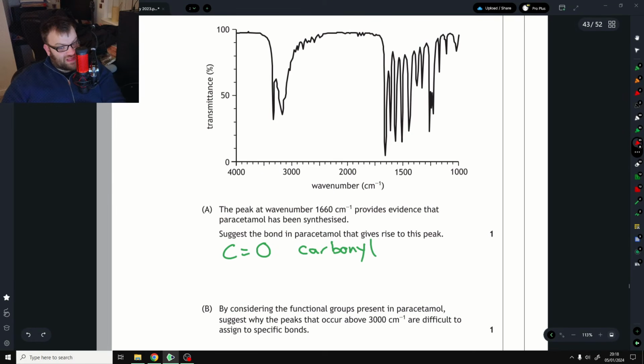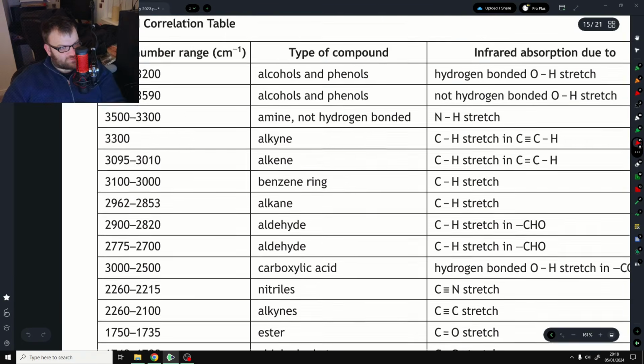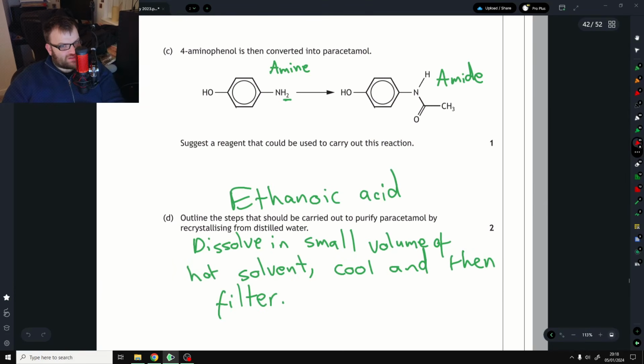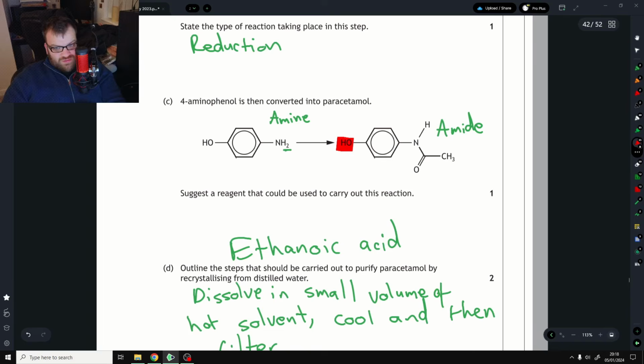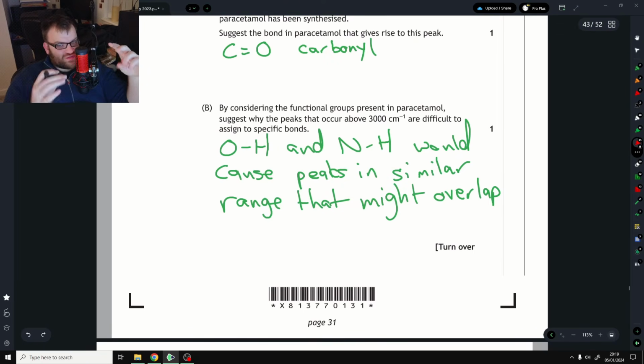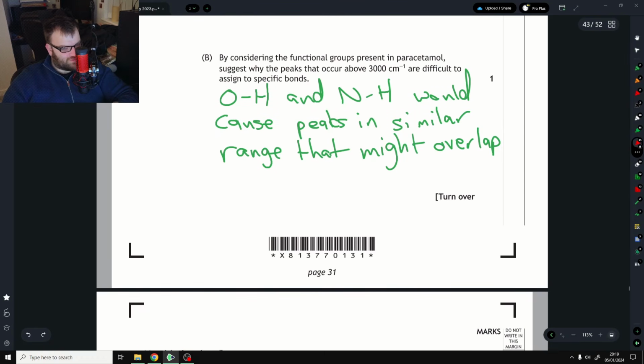We have to look at the functional groups again and see why it is going to be difficult to look at values above 3000. Heading up to there, we have got OHs, we've got NHs, stretches as well. Both of those are present in our chemical here. That means it's likely that they would overlap, and it'd be hard to know exactly which of those has given rise to those peaks. They would cause similar graphs, and then they might overlap and obscure where they come about. They're very similar values.